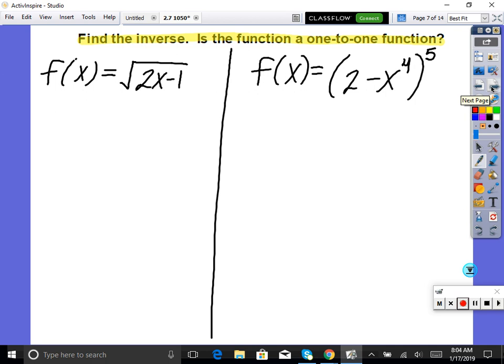The inverse is a function. So to test if the original function is 1-to-1, you have to find the inverse, and if the inverse is a function, then the original is 1-to-1. Yes.